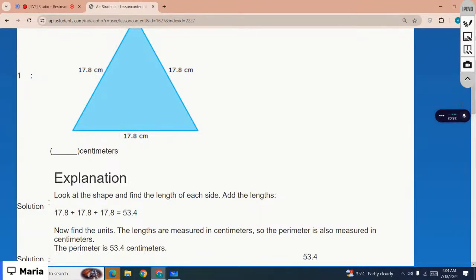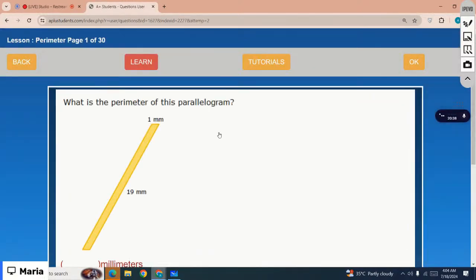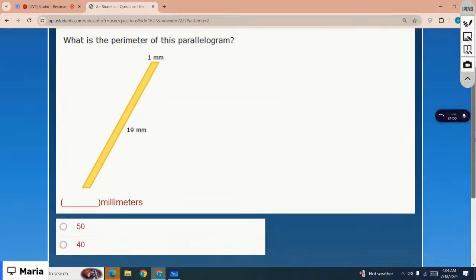Okay, let's just start with the test questions. What is the perimeter of the parallelogram? You are given a parallelogram, you need to calculate the perimeter of the parallelogram. So how do we calculate? We need to add all the side lengths for the parallelogram.